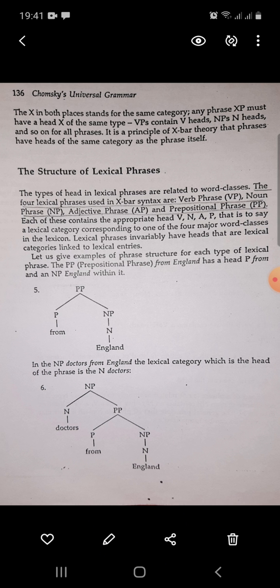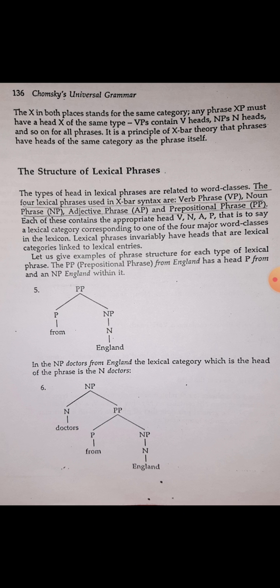The next thing we discuss is that in phrases there are heads. In each and every phrase there is some head, and that head also has some other constituents along with it, and they are called complements. And then we come towards the structure of lexical phrases. According to X-bar theory, how are lexical phrases structured? Lexical phrases are noun phrases, prepositional phrases, and they can be verb phrases, adjective phrases. They are the lexical phrases.